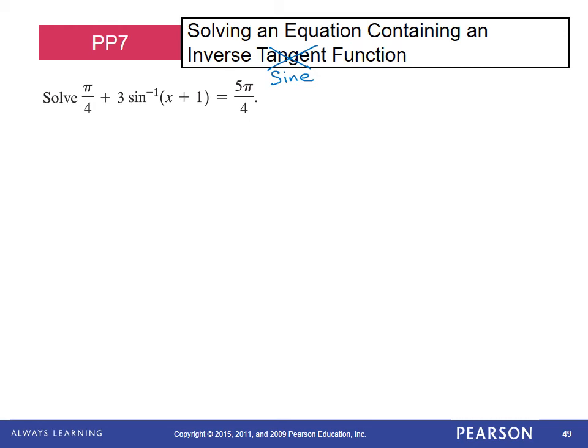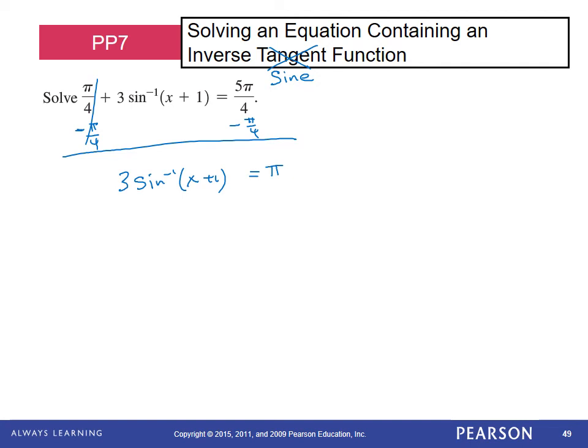Okay. So this is weird because now instead of just having a sine of x plus 1, now we have inverse sine, or sine inverse, depending which way you want to say it. So this is kind of weird, but let's go for it. First, we move the pi over 4. Solve pi over 4 plus 3 sine inverse of x plus 1. We're going to move this pi over 4 to the other side. And of course, this is going to be a little bit easier one here. 5 pi over 4 subtract pi over 4, which is 4 pi over 4, which is pi. Awesome.